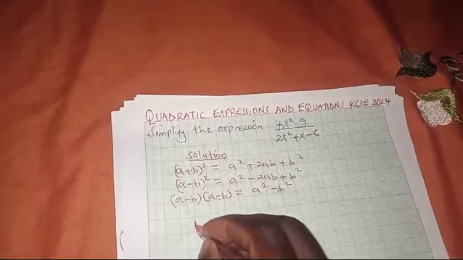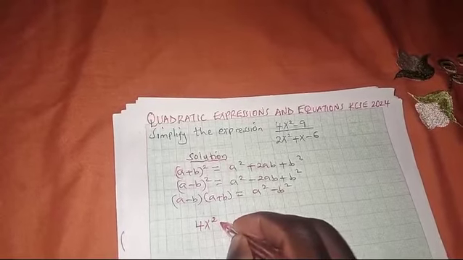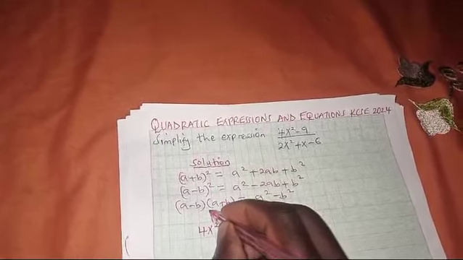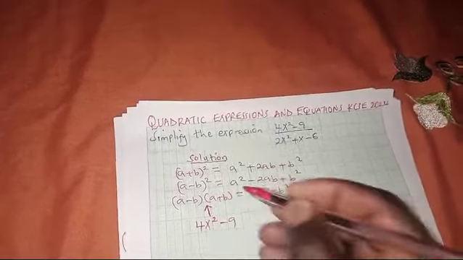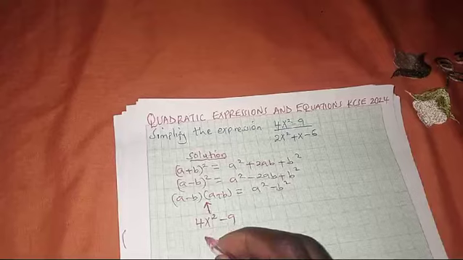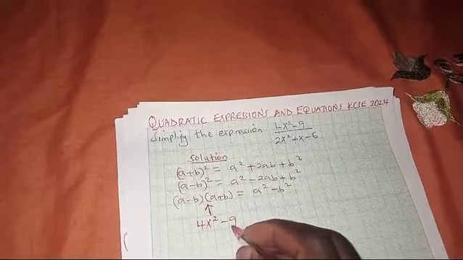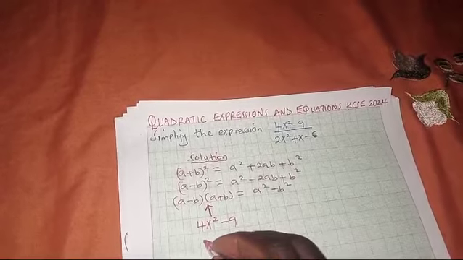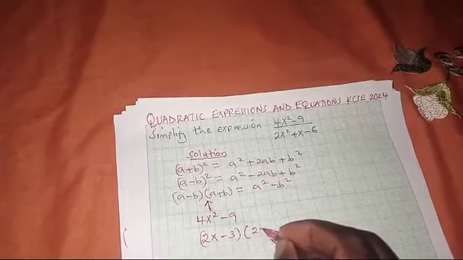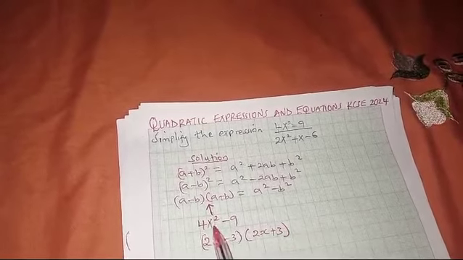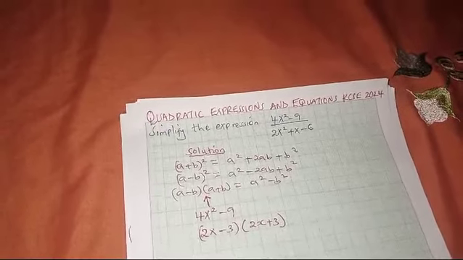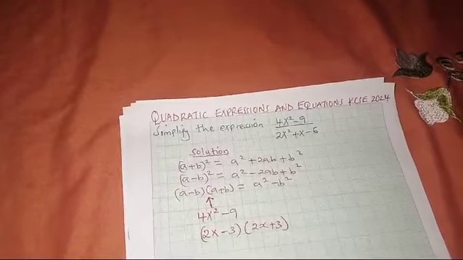Let us start with the numerator part, which is 4x squared minus 9, a difference of two squares. So we want to write this in its simplest form. You discover that if you square 2x, it will give you 4x squared, and if you square 3, it will give you 9. So we are going to have (2x minus 3) multiplied by (2x plus 3). If you expand, it will give you 4x squared minus 9. So we are done with the numerator part; we have simplified it.